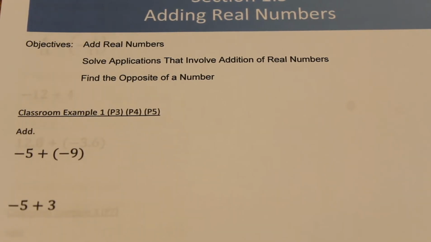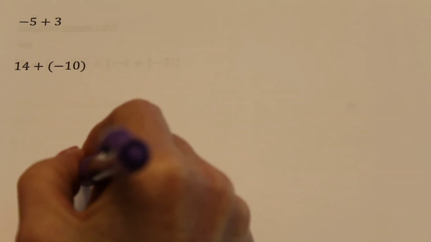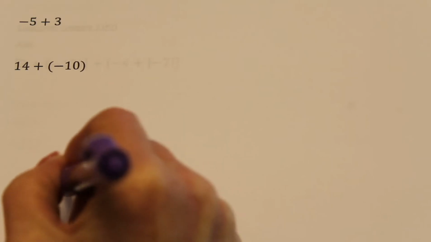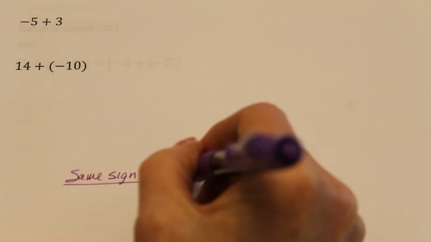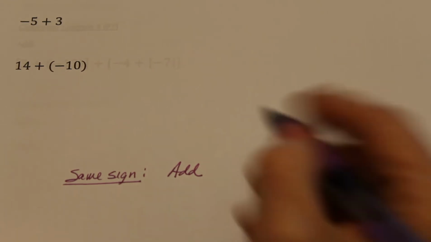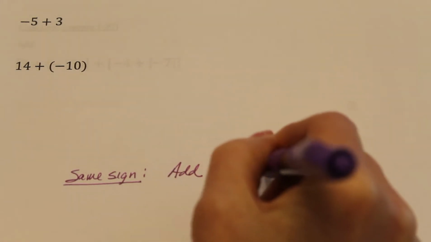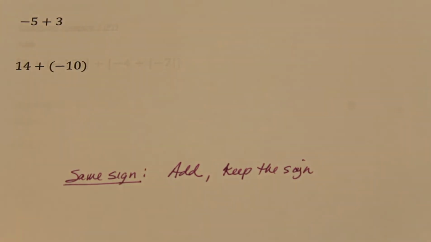So, all right, the rules for adding real numbers, actually adding and subtracting, when you're looking at two numbers: if the numbers have the same sign, in other words, they're both positive or they're both negative, you add the absolute values, you add the numbers, and you keep the sign. Same sign, add and keep the sign. Two positives you add, and the answer is positive. Two negatives you add, and the answer is negative.